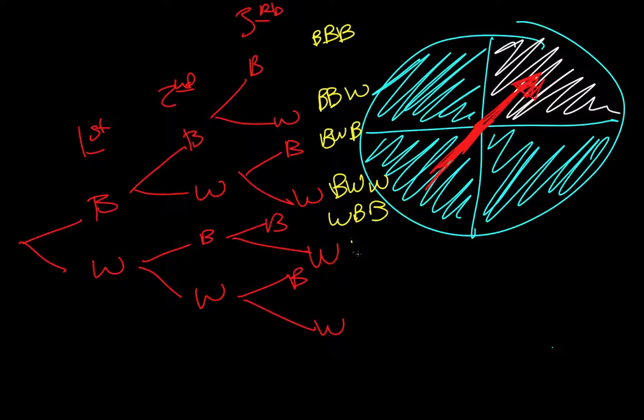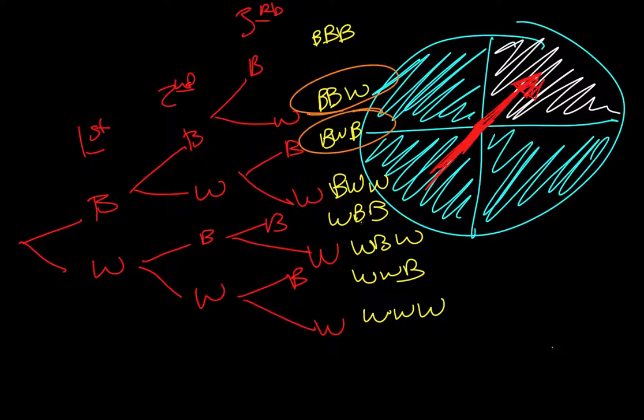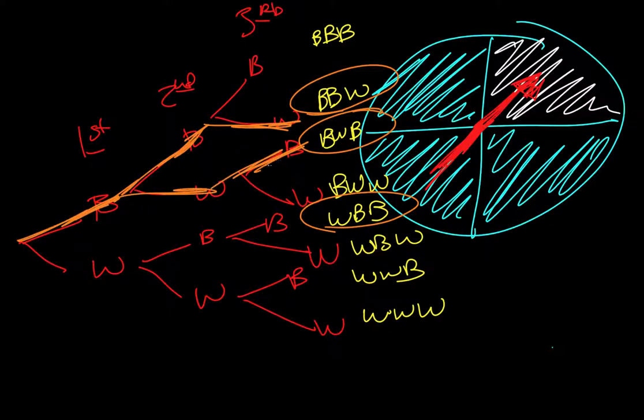White, blue, white, white, white, blue, and then white, white, white. Okay, now it wants us to highlight, so this is the tree diagram. Now it wants us to highlight, let's see, blue twice. So that's blue twice, that's blue twice, that's blue twice. So there should just be the 3 outcomes. And then it wants us to show on the diagram how we get there. So it's going to go like blue, blue, white, or maybe blue, white, blue. And it might go white, blue, blue.